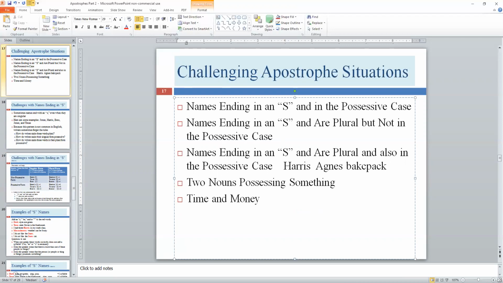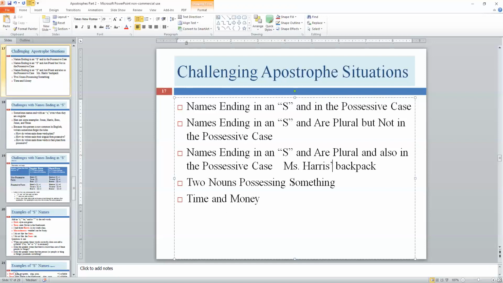Do we add an apostrophe S? Do we add just an apostrophe? What do we do? Well, we'll talk about that. Also, if it's Ms. Harris's backpack, what do we do here? Do we add an apostrophe S? Do we add an apostrophe? What are the steps?